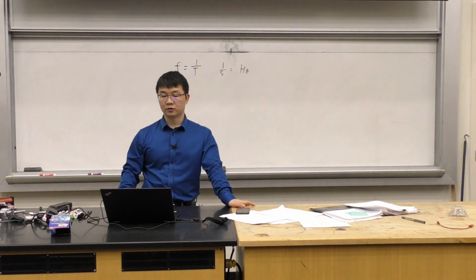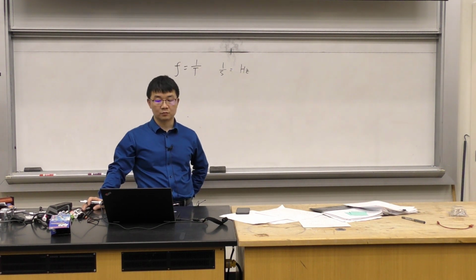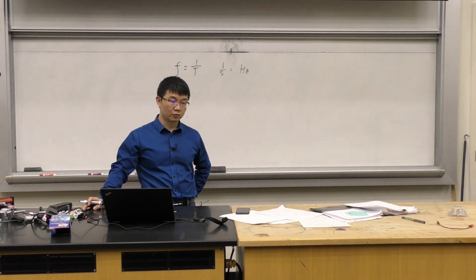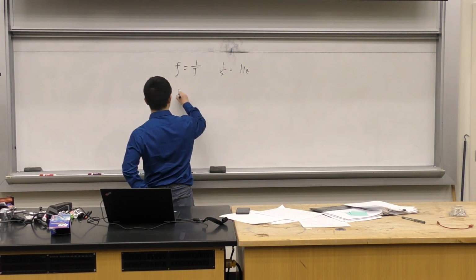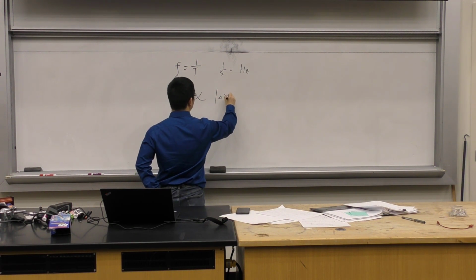Okay, and then we started with the simplest oscillator. That's called a harmonic oscillator. A harmonic oscillator is an oscillator where the restoring force, to pull it back to the equilibrium, is always proportional to the displacement. And this symbol means proportional to.